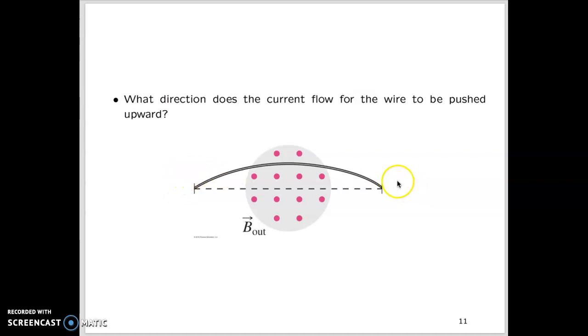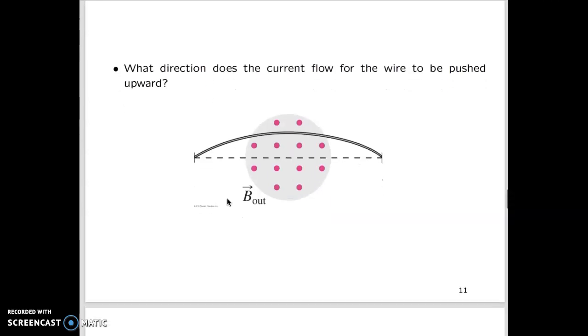If the current goes from the right to the left, that's consistent with what's in the picture. So that's the direction that the current is flowing. Okay, you may need to think about that and practice that a few times, but it's important to understand how to use the right-hand rule to calculate directions of vectors that come out of cross products.